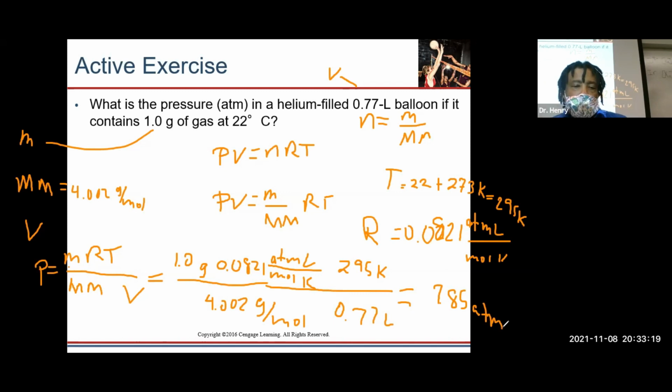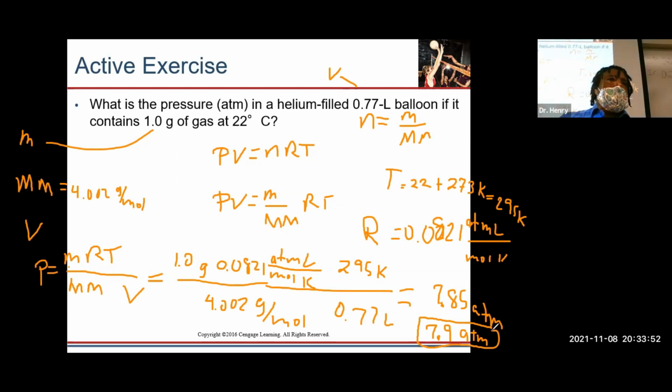Do you guys agree or disagree? How many sig figs should we have? 2 sig figs. So the answer should be... don't forget our sig figs.